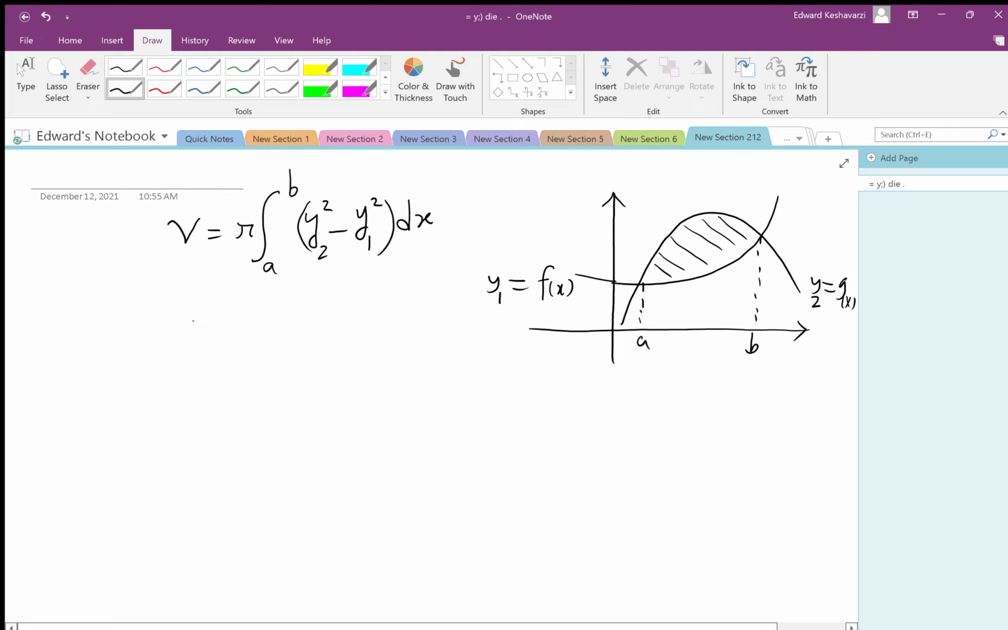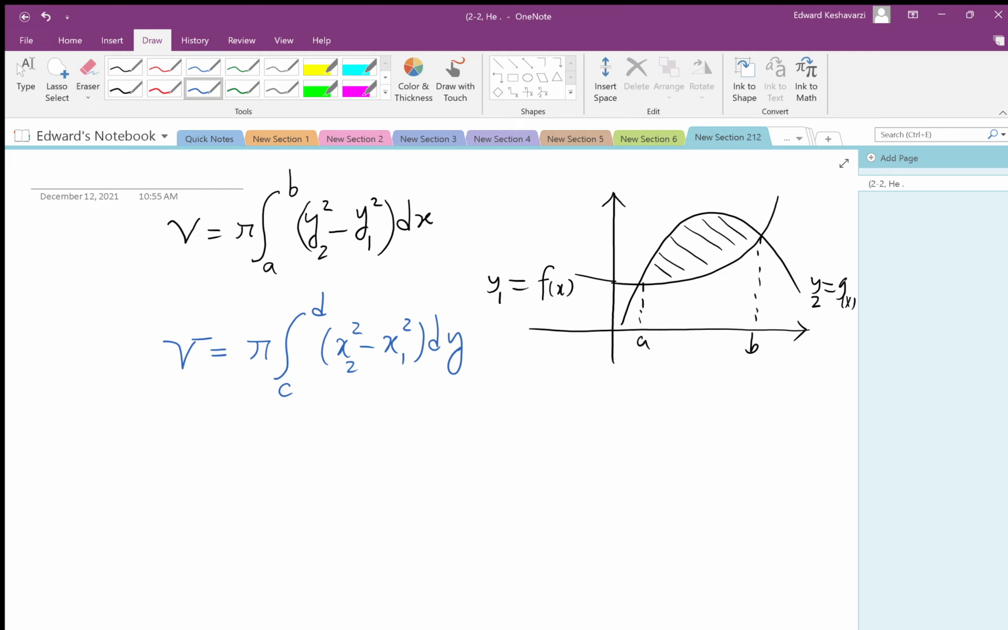And if you are going to revolve the area between two functions about the y-axis, we are going to use this formula, dy. So x2 is the farther function from the y-axis, and x1 is the one that is closer to the y-axis. Let's have some examples.